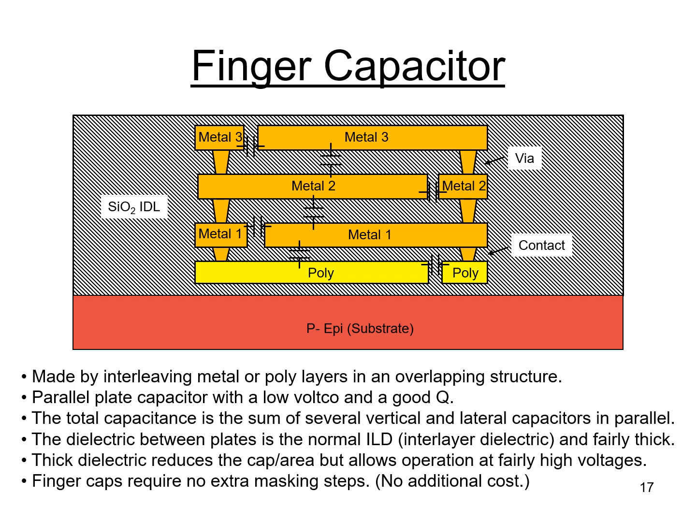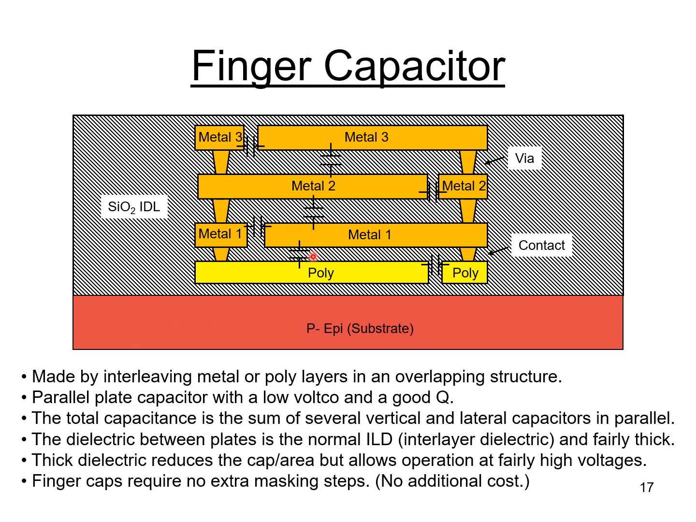And a finger capacitor is made by interleaving metal and poly layers in an overlapping structure as shown above in the drawing here. Once again, it's a type of parallel plate capacitor, and it has a low voltco, and it has a very good Q because it's all metal and it's a parallel plate. There's no junction involved anywhere. The total capacitance is the sum of several vertical and lateral capacitors in parallel.